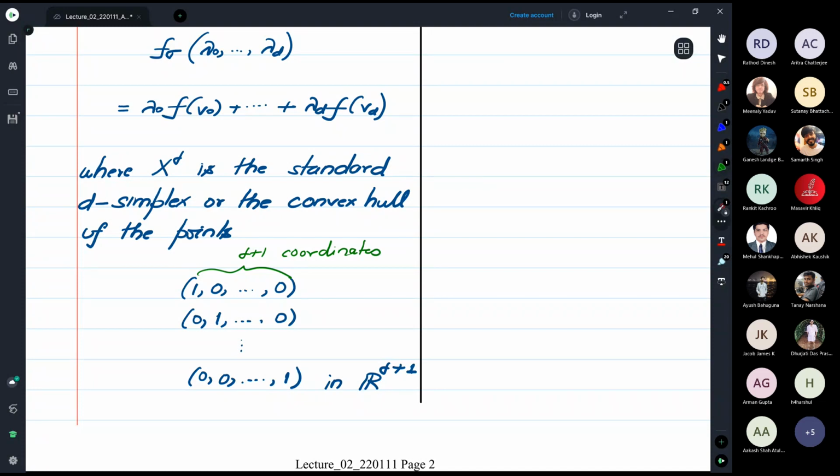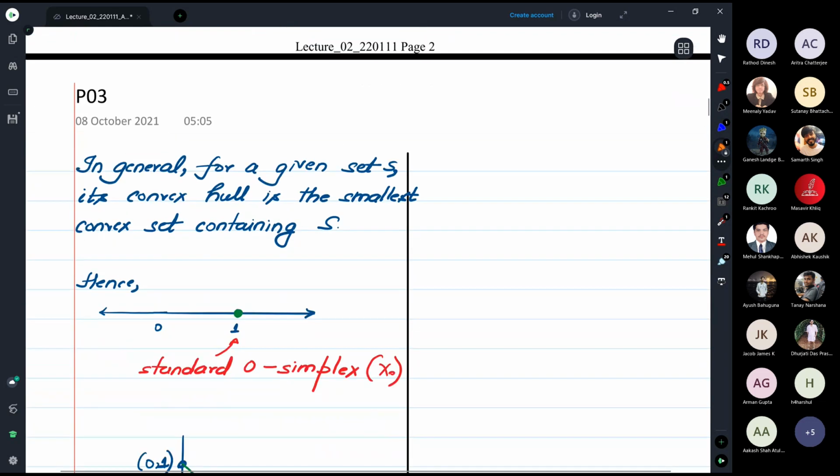And notice that we are sort of shifting the one one place at a time. You begin with one at the first place, one in the second place, all the way up to one in the last place. So I hope you agree that there are d plus 1 vectors over here. Is this okay? You have to take these d plus 1 vectors and look at the convex hull of these points. Now let me elaborate what a convex hull means.